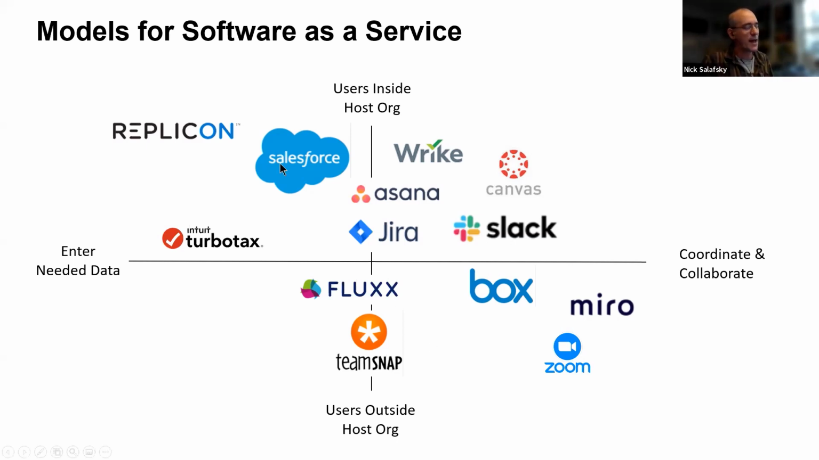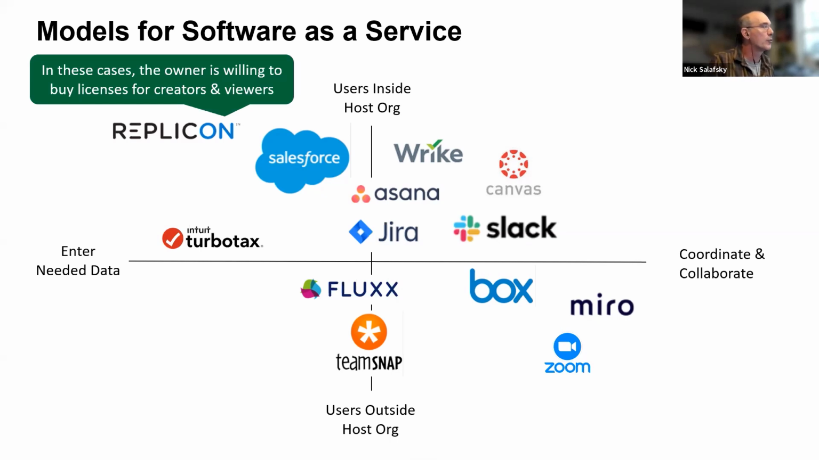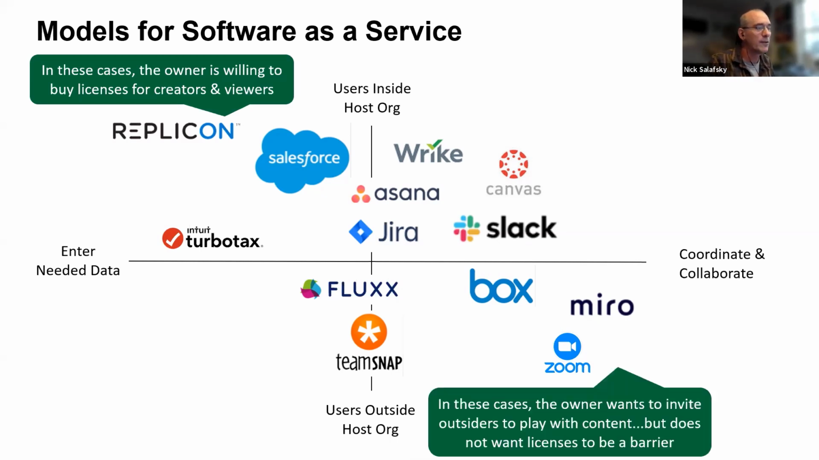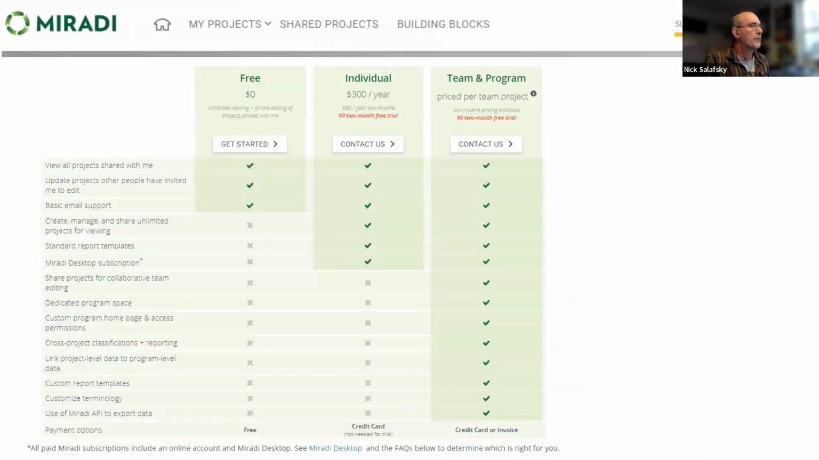So we're moving to this model where, instead of having to have a license to our subscription to be able to use the desktop, we're asking people to take out a subscription if you want to host a collaborative project, or program, that you want other people to come in and play in and be able to work in. So in these cases, the owner is willing to buy licenses for creators and viewers. In these cases, the owner wants to invite outsiders to play with the content, but does not want licenses to be a barrier. And we think with Miradi we're much more in that space.